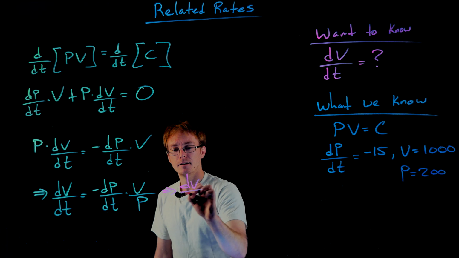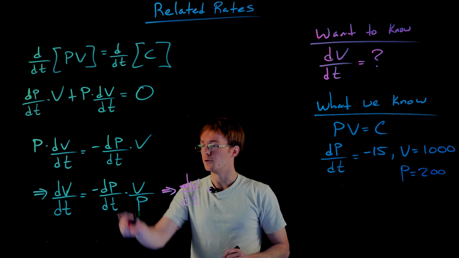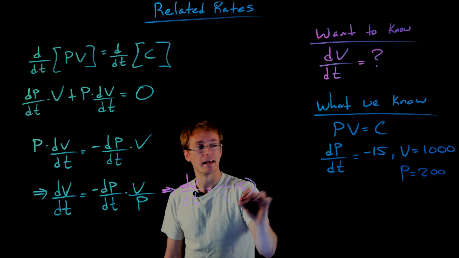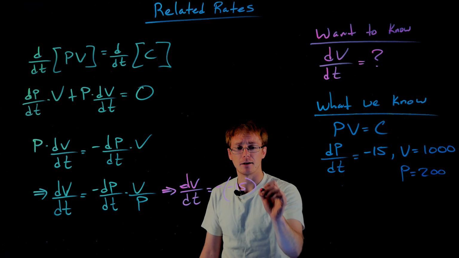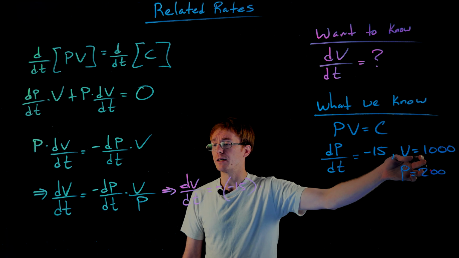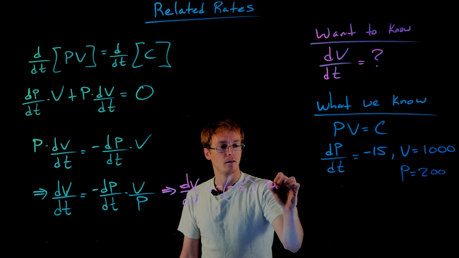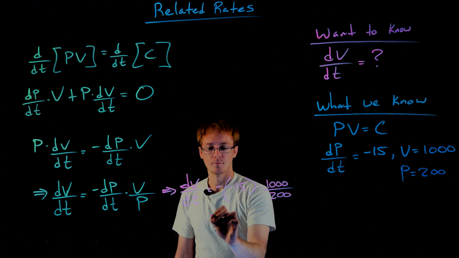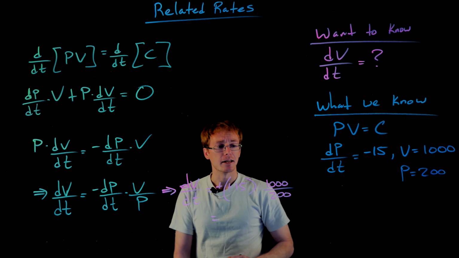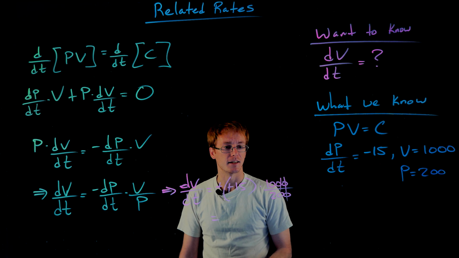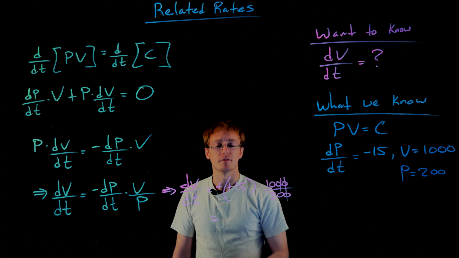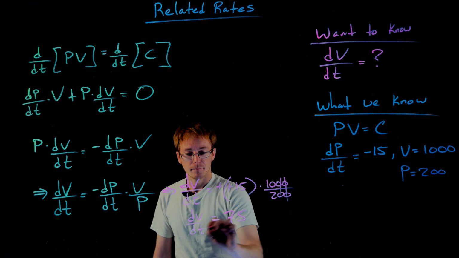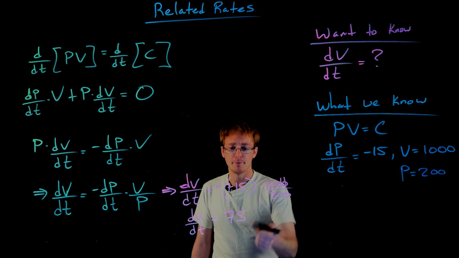So we get dV/dt is equal to negative dP/dt, which is -1 times -15. So these double negatives will cancel out. In our next step, we have to multiply that by the ratio of volume to pressure. That's 1,000 over 200. And so now those two negatives cancel out. Let's see, that's the same as 5. 5 times 15 is 75. And so now we know the rate of change of the volume with respect to time is 75.